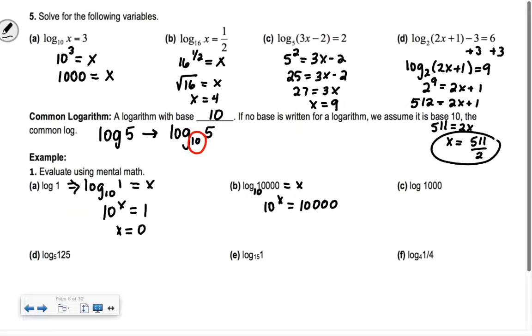It gives you the number of zeros you want. So if you see 10 to the x equals 10,000, what power do we raise it to? 4, right? Because we just count these zeros. We have 1, 2, 3, 4. Done.